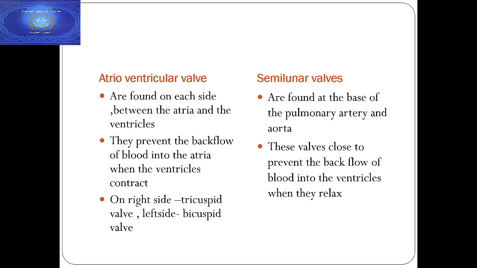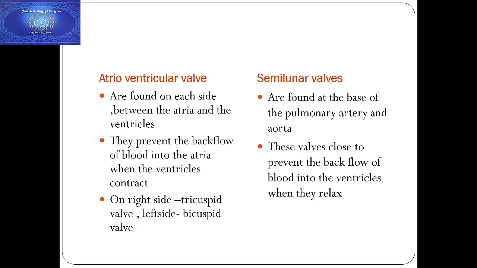What is an atrioventricular valve and what is a semilunar valve? Atrioventricular valves are found on each side between the atria and the ventricle. So there will be 2, as we said. On the right it will be the tricuspid valve and on the left side it will be the bicuspid valve. Okay, so why?